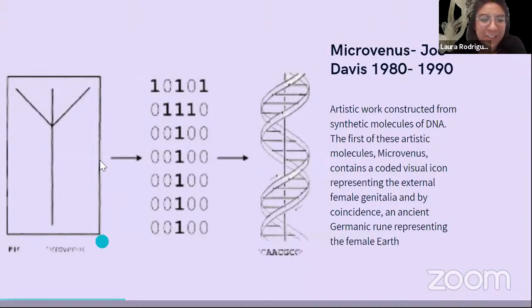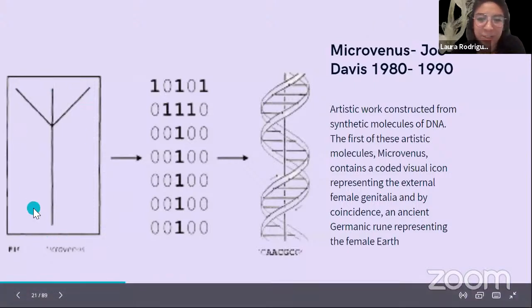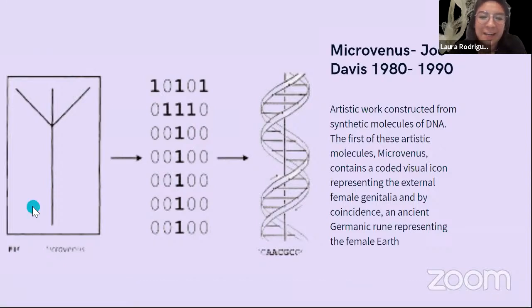What you can see here is a picture. And this artwork was the first synthetic DNA that was created to represent a picture. So you have here a rune, a Germanic rune representing the female earth or femininity. And then they translated it first into binary code. So you can still see here in the ones, the image.